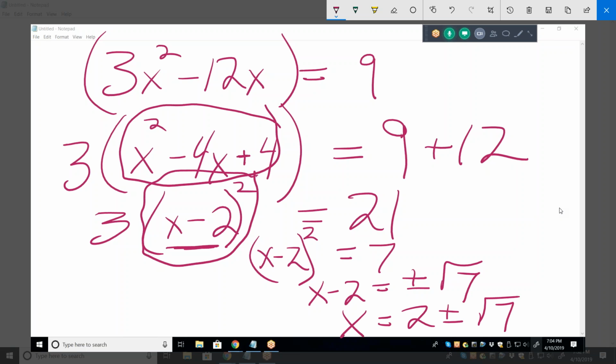Math is just a matter of memorizing the method. It really is. In other words, all you just did was memorize a method of completing the square. And it allows you to solve the equation.